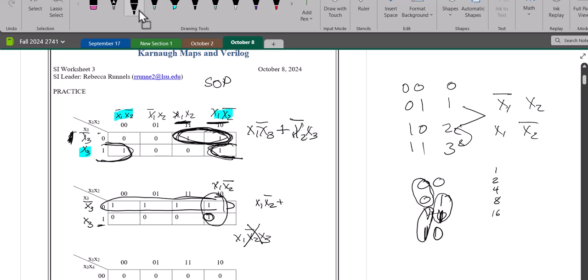Rows and columns are really easy. You just have to look either to the side or to the top to see what it is. And for this one, I'll look over to the side and I see that that's x3 bar. And please stop me if you have any questions.